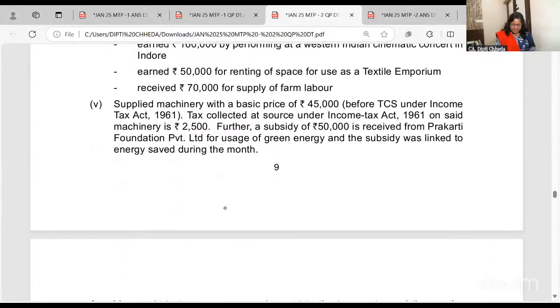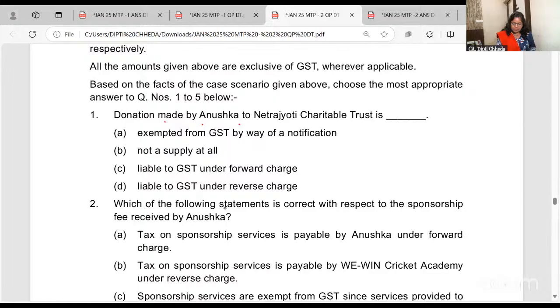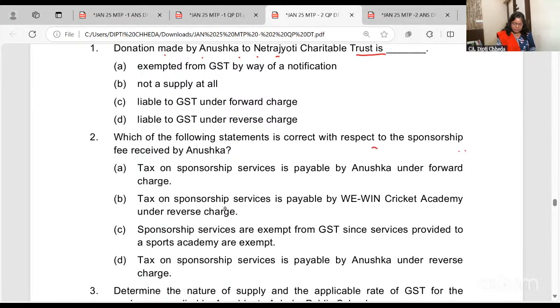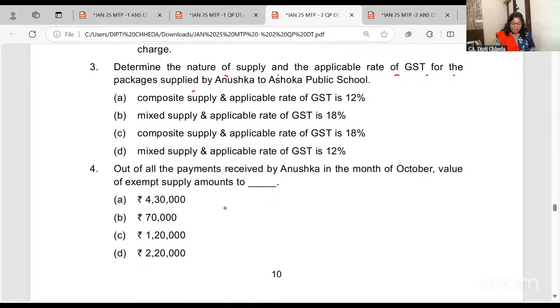Okay, this is a case of Anushka and also definitely a case of exemption. Donation made by Anushka to a trust. Which statement is correct for sponsorship received by Anushka? Determine the nature of supply and apply the rate of GST for packages supplied by Anushka to a school. Okay, these are all related to the fifth chapter, that is exemption. Out of all the payments received by Anushka in the month of October, the value of exempt supply amounted to.